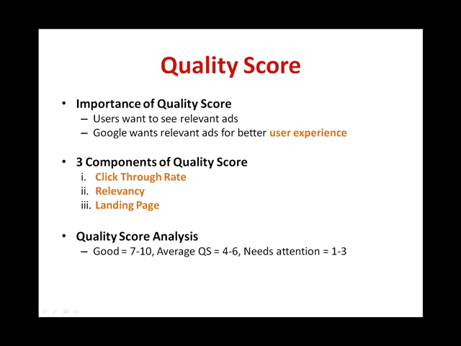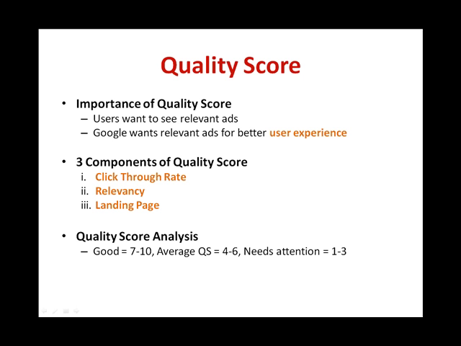Relevancy is the second largest component of quality score. This is determined by the relevancy of your keywords, ads, and also the user's search query. This is done by Google analyzing the context of the user's search query to see how well it relates to the keyword and ad. Finally, the last component is landing page. Your ad is only useful to the user if the landing page you lead your users to helps them find and obtain the information they were looking for. It should be user-friendly, easy to navigate, quick to load, and have relevant information to the user's search query.